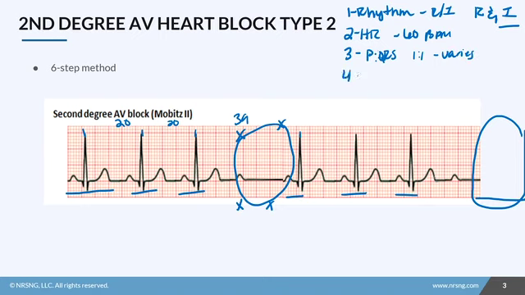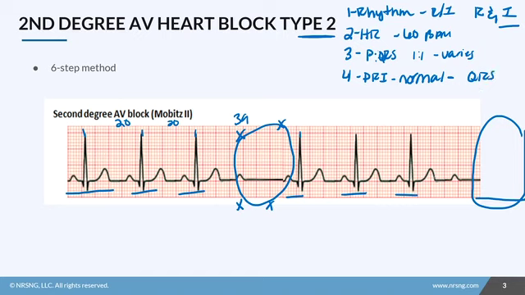In step number 4, we have to do the PR interval. Now, I want you to focus in on this. In second degree AV heart block type 1, the PR interval would get longer and longer and longer, and then we drop a beat. In second degree AV heart block type 2, the PR interval is actually normal, and then we drop a QRS, okay?